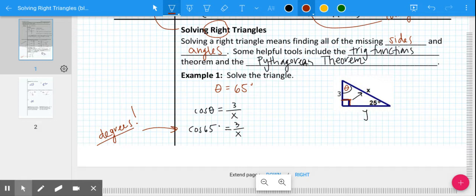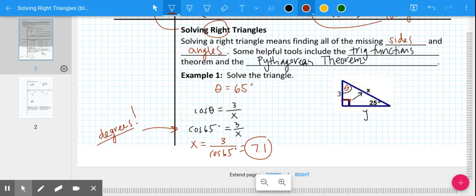To solve for x here, just multiply x to both sides, and then you can divide the cos. I believe you'll end up typing in 3 divided by cos of 65 degrees. And the answer I want to say I'm getting is about 7.1. So make sure you guys get there for your answer as well.